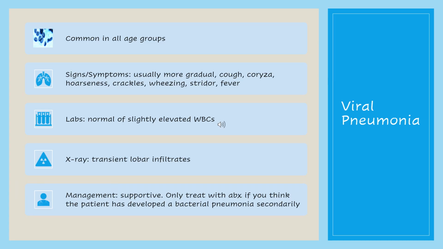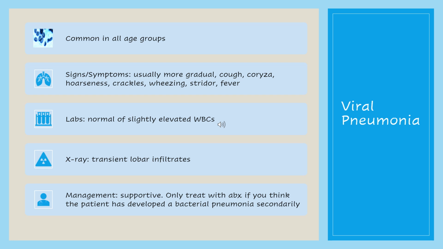Next, we're going to talk about viral pneumonia. This is common in all age groups. It can predispose patients to a secondary bacterial infection. Common signs and symptoms are usually a more gradual onset: cough, coryza, hoarseness, crackles, wheezing, stridor. Fever. Some causes include RSV, influenza, CMV, parainfluenza, adenovirus, human metapneumovirus and rhinovirus. Labs are usually normal or maybe a slightly increased white cell count.